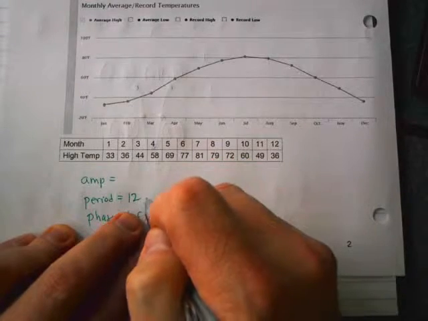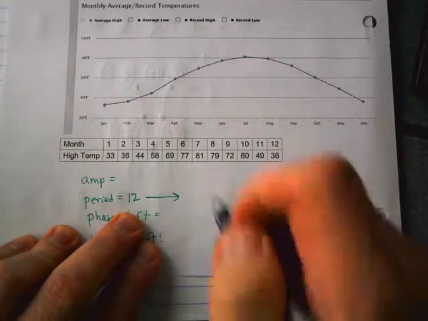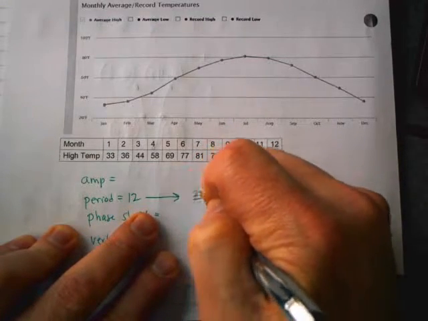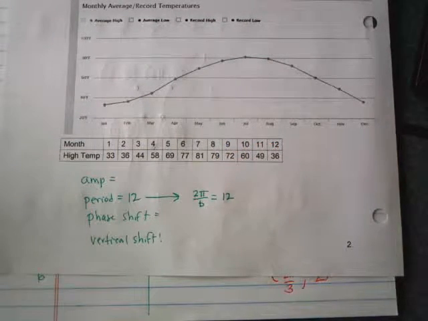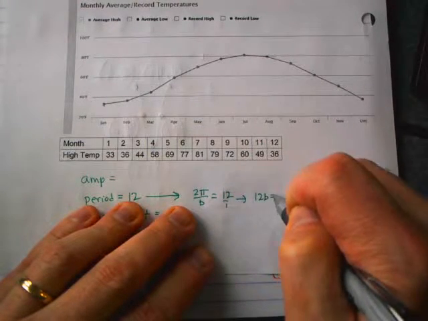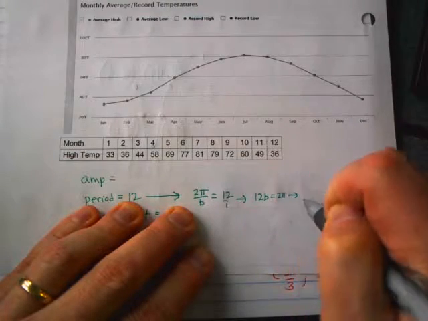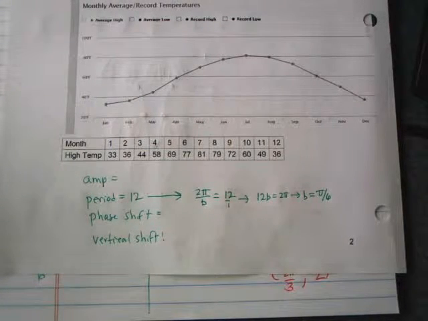Which means, how do we find period again? 2 pi over the b number has to give me 12. So what does the b number have to be? Well, how would you solve that equation? Think of 12 as being 12 over 1 and cross multiply. That means 12b has to be 2 pi, which means b is pi over 6. So there's our b number. Our b number is pi over 6.